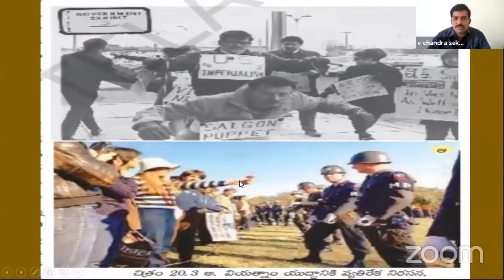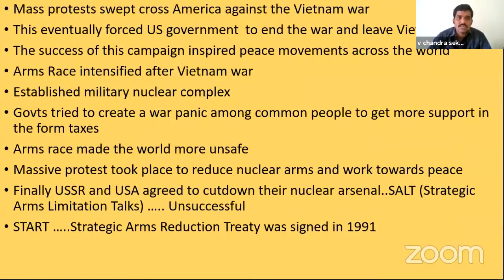Then here the people who were protesting and refusing to go to the Vietnam War. Massive protests swept across America against the Vietnam War. This eventually forced the US government to end the war and leave Vietnam. So pressures were increasing in America. The common people started movements against the American government to leave the Vietnam War. The success of this campaign inspired peace movements also.